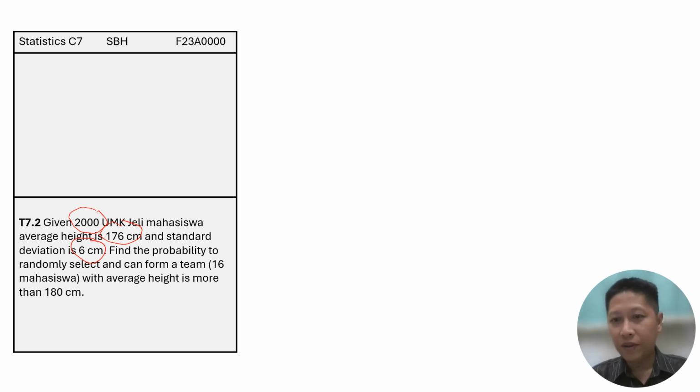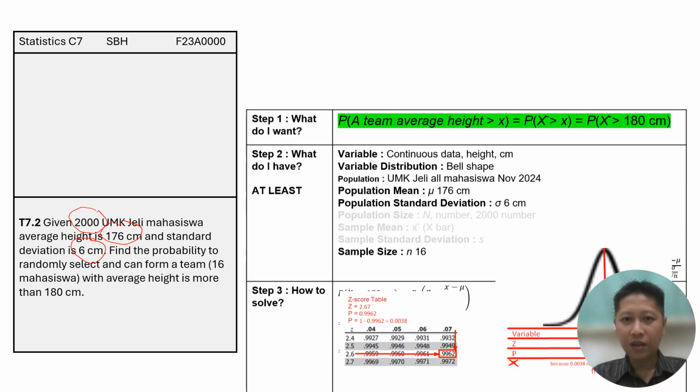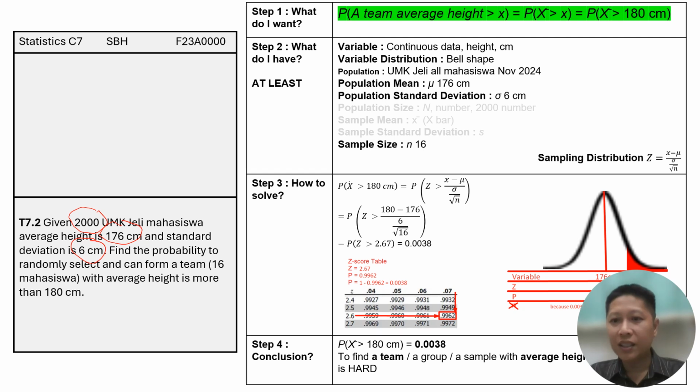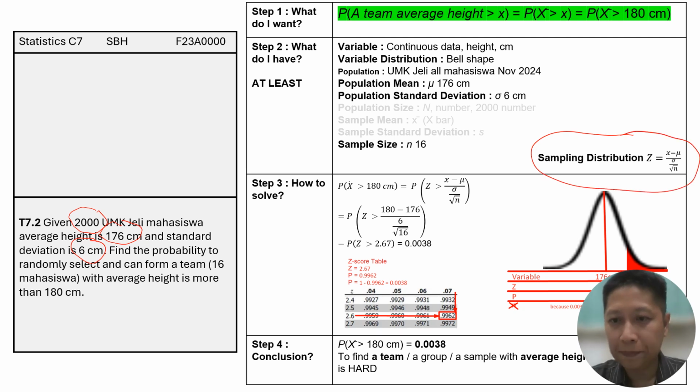Now, if the volleyball coach wants to form the team and he randomly closes his eyes and selects 16 students, will he get these 16 students whose average will be more than 180 cm? So follow the same procedure from the green color box earlier. We're going to use the sampling distribution formula here. So plug everything inside the formula.